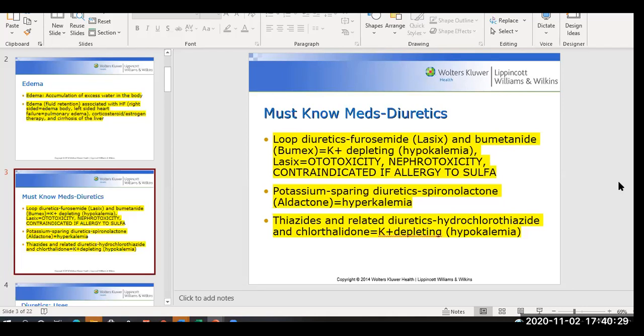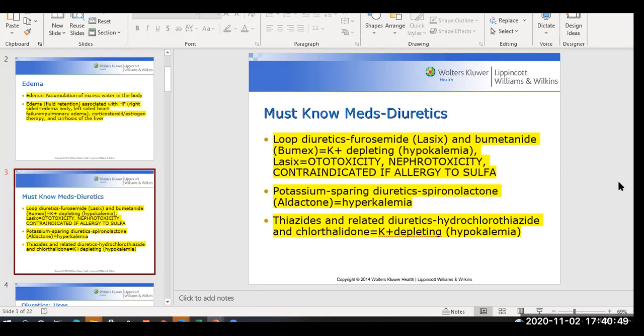Ototoxicity, the manifestations of that, the first one is tinnitus. If the patient hears a ringing or a buzzing in their ear, they stop the drug and call the doctor, because if they lose any hearing related to taking that medication, then it's permanent. They're not going to get their hearing back.